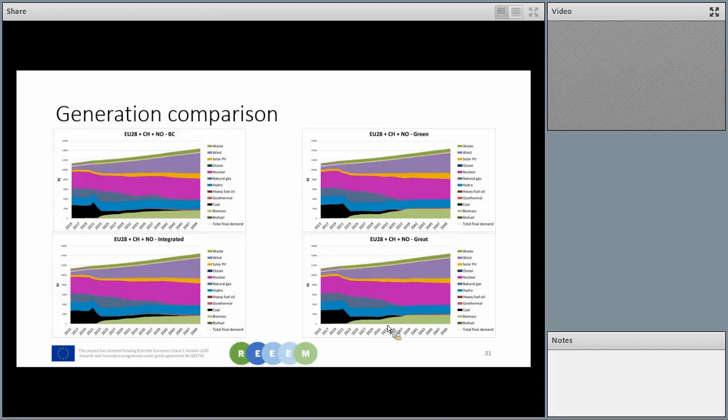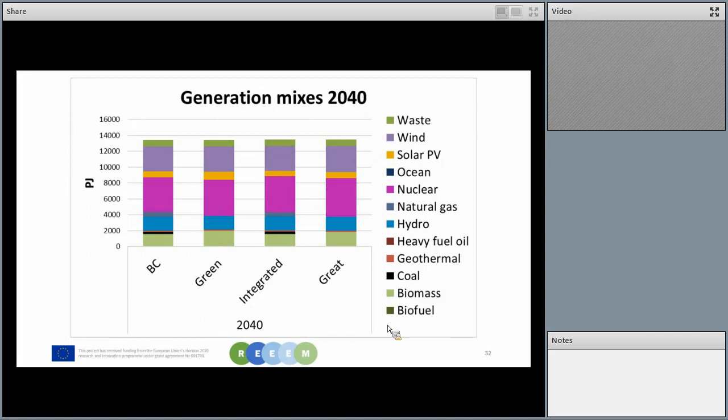But let's look a bit deeper. So here we have the generation mixes of all the 4 scenarios for 2040. Interestingly, in my opinion, in the integrated case, the bar of coal, so the black stripe at the bottom area, above biomass in green, seems to be slightly stronger than in the base case, whereas in the other two scenarios, it has disappeared since there are no emissions allowed anymore.